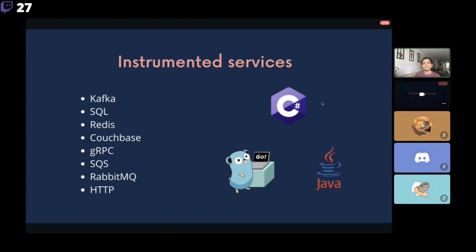CM being a polyglot environment, there were quite a few services. We used Kafka, SQL, Redis, Couchbase, gRPC, SQS, RabbitMQ, all of these awesome services. It was really important, even across all the languages, to have a very similar and consistent structure for tracing across all these services.